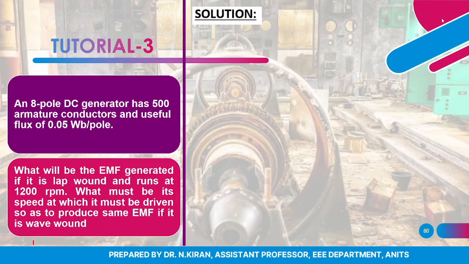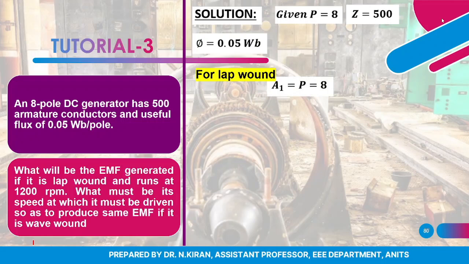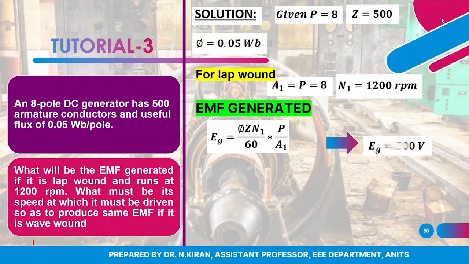So given data, since it is 8 pole, P is equal to 8. The number of conductors is 500 and flux is given as 0.05. First it is lap wound, so the number of parallel paths A1 is equal to P, which is nothing but 8. Speed is also given, let us assume it as N1, which is equal to 1200 rpm. And we are asked to find the generated EMF. We know the formula phi Z N by 60 into P by A. Just substituting all the values in the formula, that will give me EG value to be 500 volts.